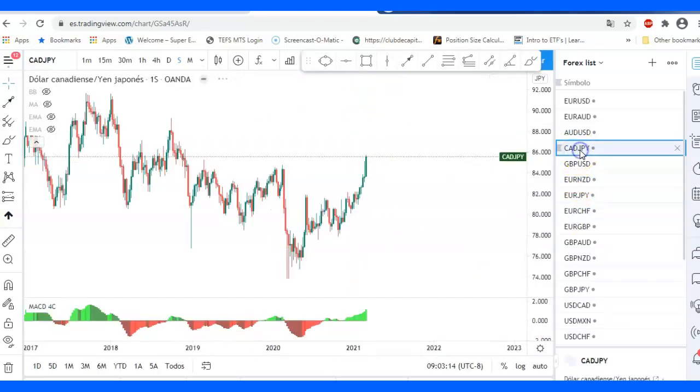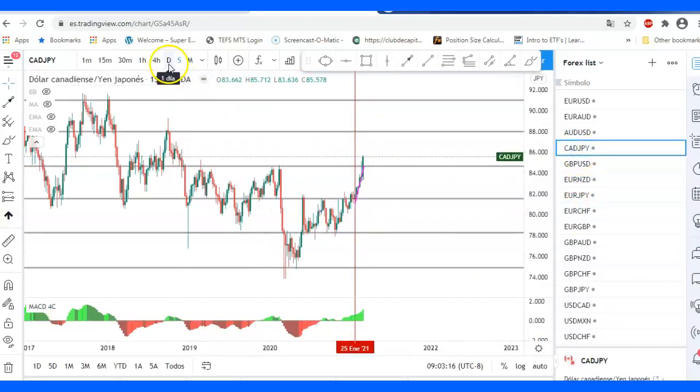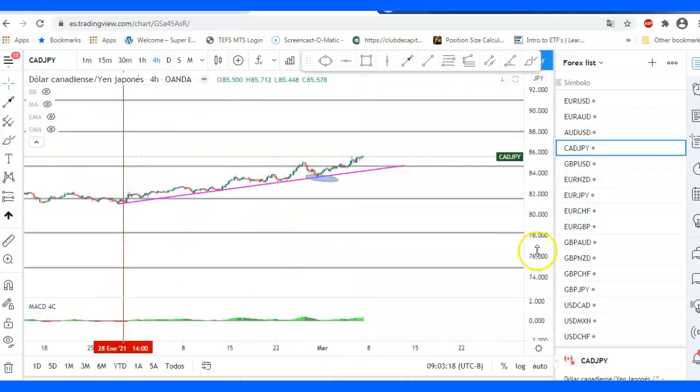Okay, let's go to CAD JPY. And the CAD JPY, we're still on an uptrend.